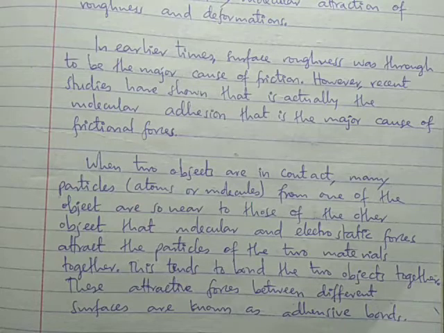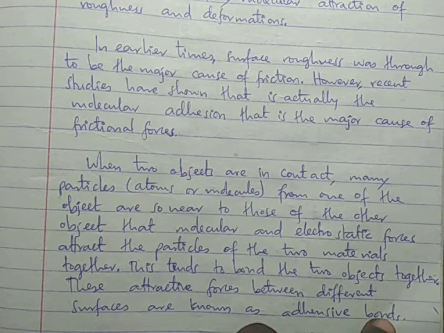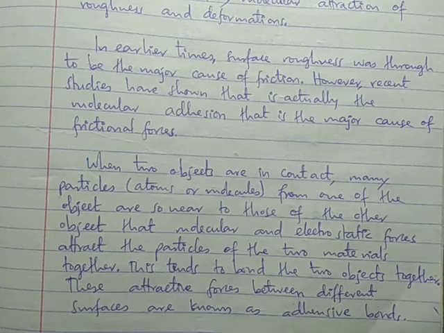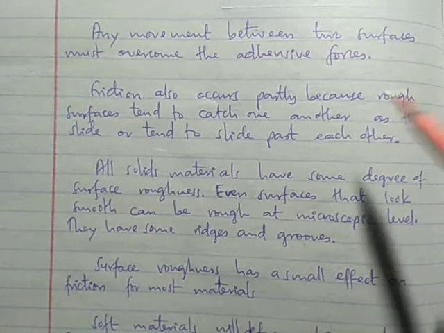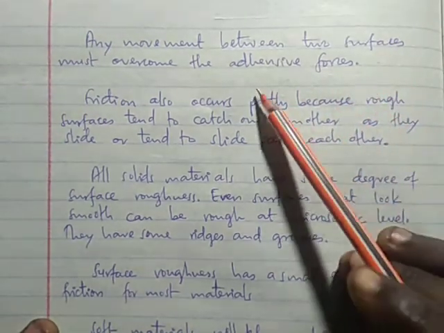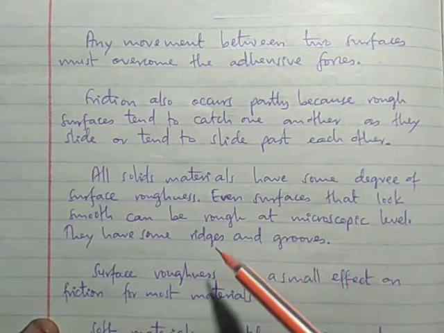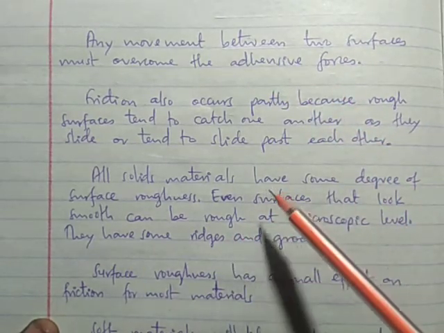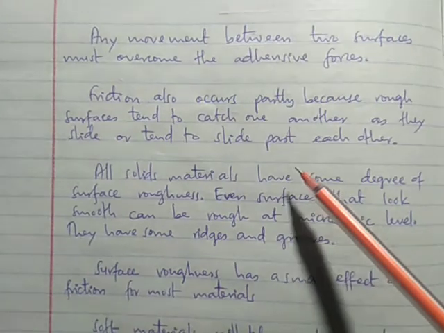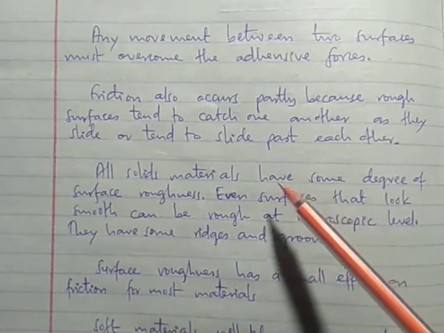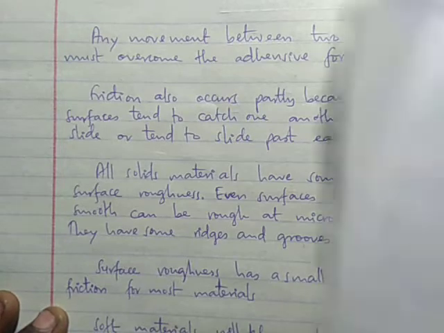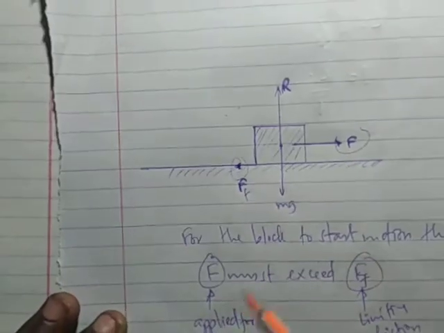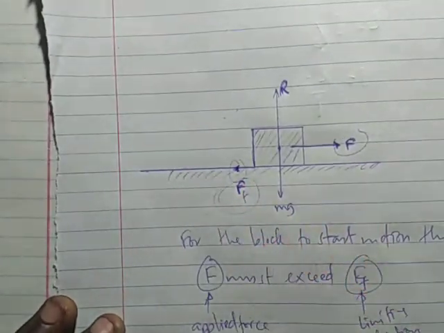Kwa hiyo tutaenda kuona kwenye laws of friction and how it varies with different factors. So tunachokisema ni kwamba any movement between two surfaces must overcome adhesive forces. Kwa sababu tumeshasema kuna adhesive forces kati ya molecules labda za daftari pamoja na molecules za table. Ili tuweze kumove, tumesema lazima tu overcome adhesion forces, ambazo hizo adhesion force ndio zinasaidia katika kutengeneza huyu nani, frictional force.